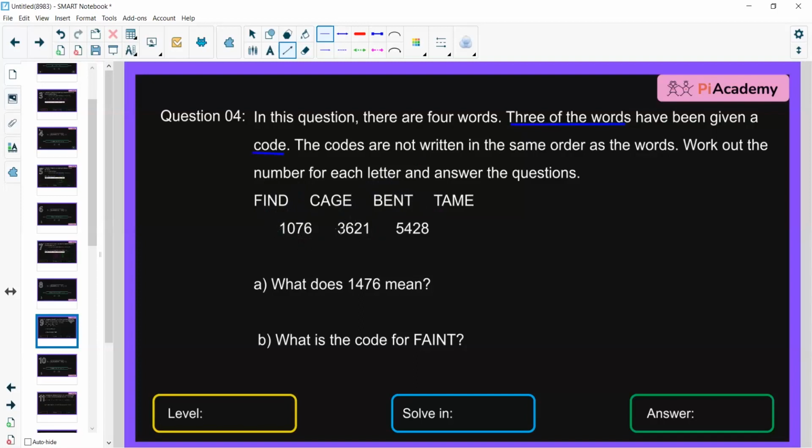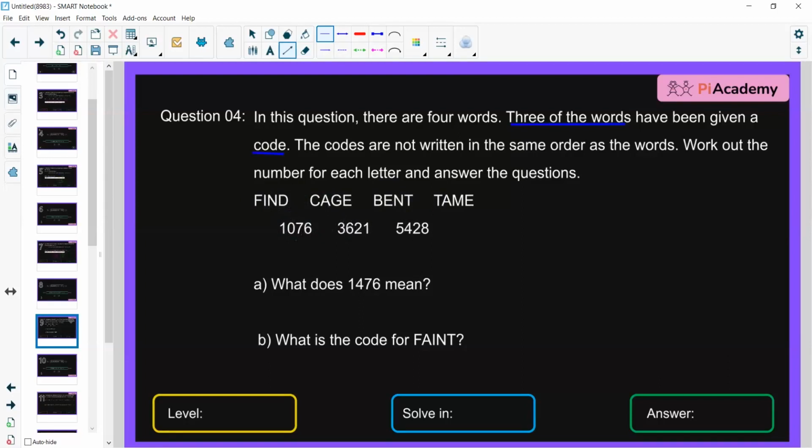That means there is one word over here which is not present in these numbers. Each word denotes a number, but there is one word which is missed. The number denoted by that word is not given over here. Also, this order is incorrect. 1076 doesn't determine find; this is not representing find. Similarly, 3621 is not representing cage.